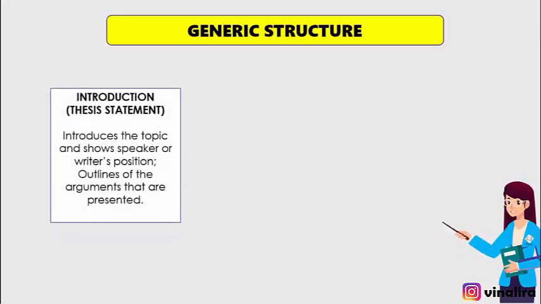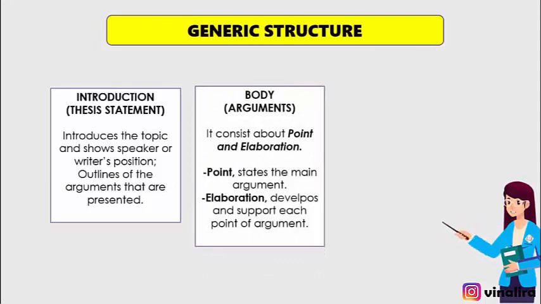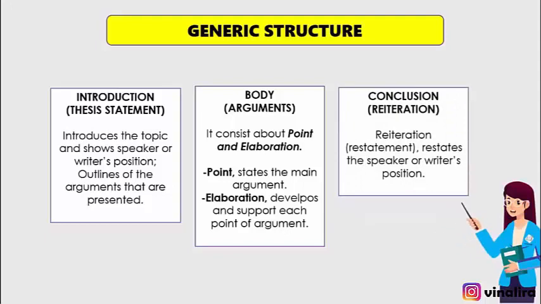The first one, introduction or thesis statement, introduces the topic and shows the speaker or writer position. It is an outline of the arguments that are presented. Next is body or arguments. It consists of point and elaboration. Point states the main argument, and elaboration develops the support for each point of argument. The last one is conclusion or reiteration. It could also be called a reiteration because it restates the speaker or writer position.